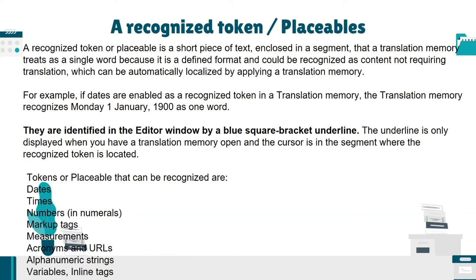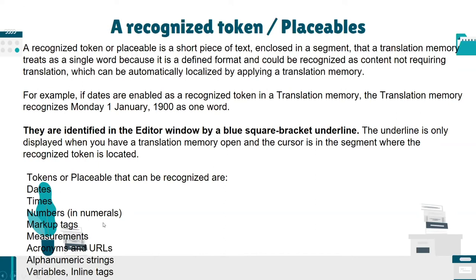So if these are enabled as a recognized token in a translation memory, the translation memory recognizes Monday the 1st, January 1900 as one word. So they are identified in the edit window by a blue square bracket underline. This underline is only displayed when we have a translation memory open and we have to put the cursor in the segment where the recognized token is located.